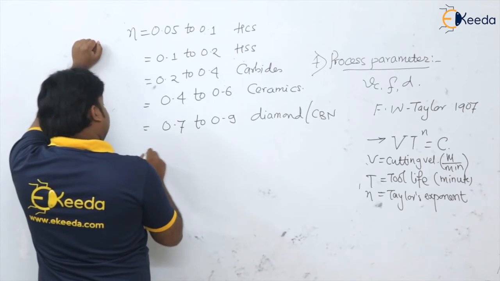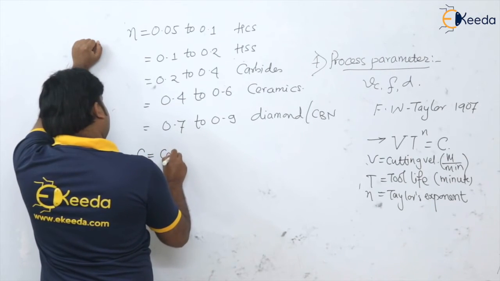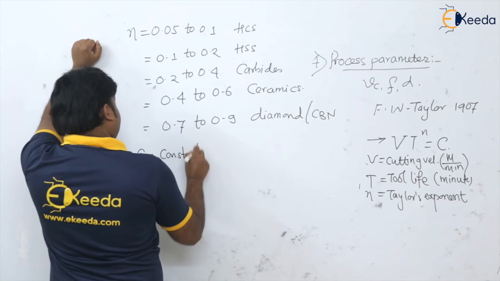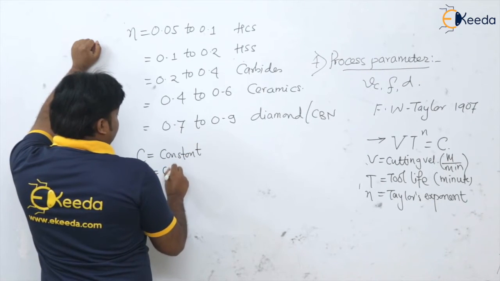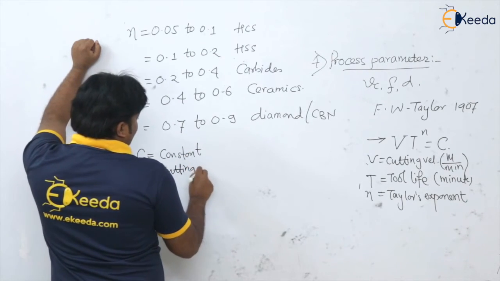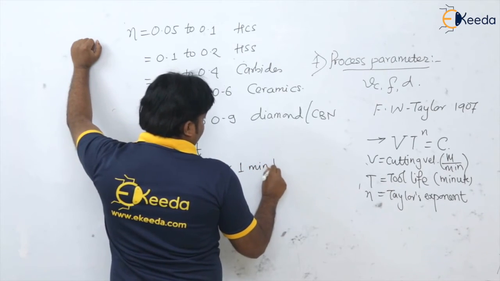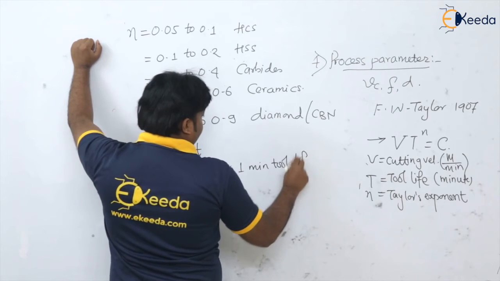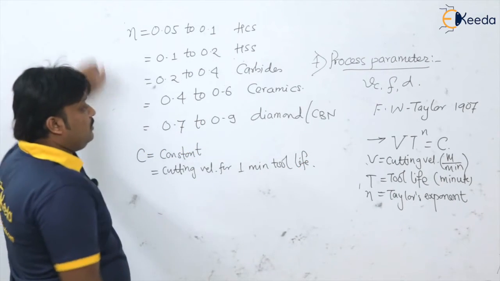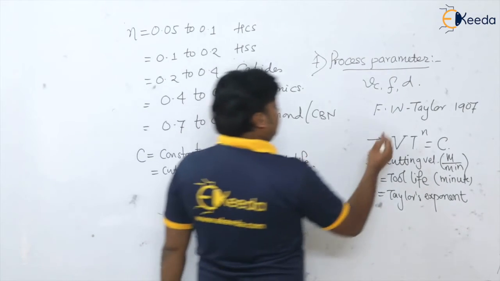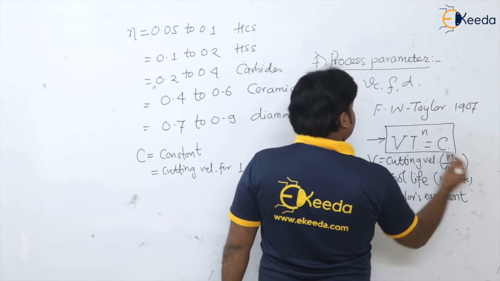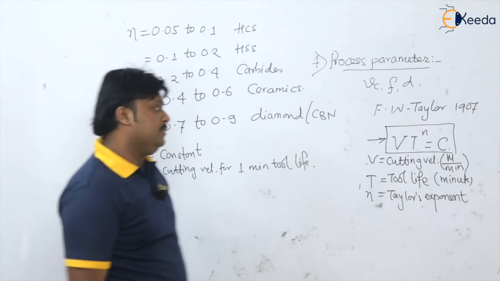Okay, and what is C? This is the constant. That is, this will measure the cutting velocity for 1 minute of tool life. Okay, so this is the very famous equation, V t to the power n is equal to constant.